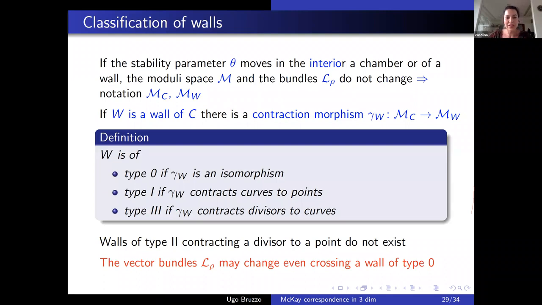So when you have this wall and chamber decomposition, does this correspond exactly to the composition of the effective cone? Normally we call it the Mori chamber decomposition of the effective cone. Is this so? I think so. Okay, so, details of this.